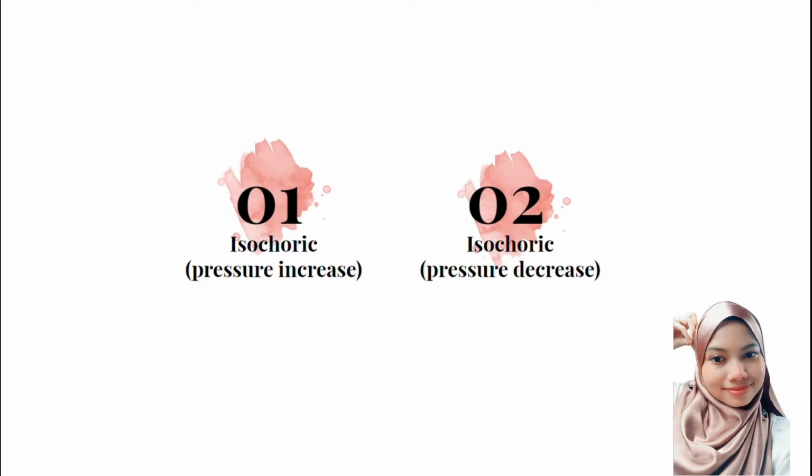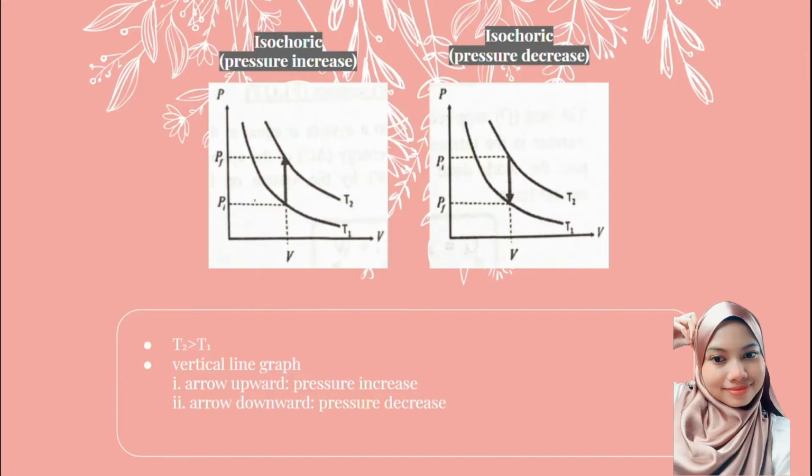There are two graphs of isochoric: isochoric pressure increase and isochoric pressure decrease. This is an example of the graph of isochoric pressure increase and isochoric pressure decrease. T2 is bigger than T1. It is a vertical line graph. When the arrow is upward, pressure will increase, and when the arrow is downward, pressure is decreased.